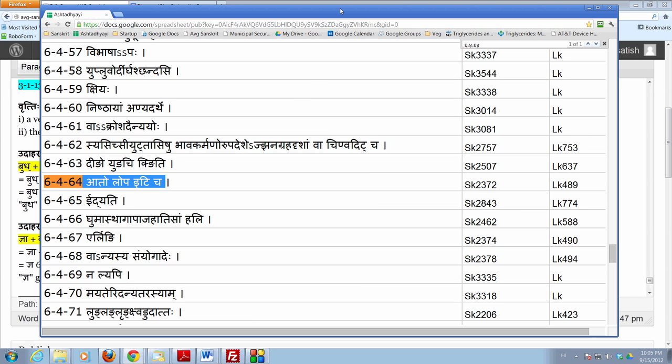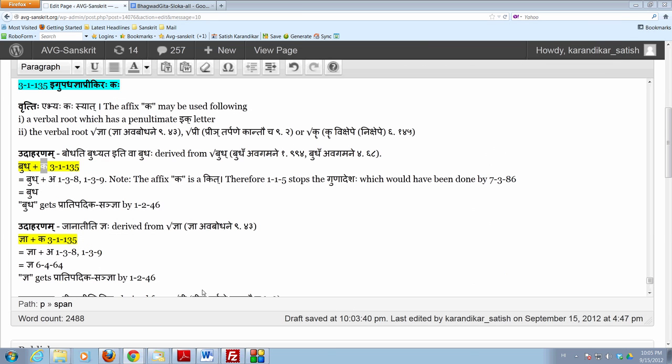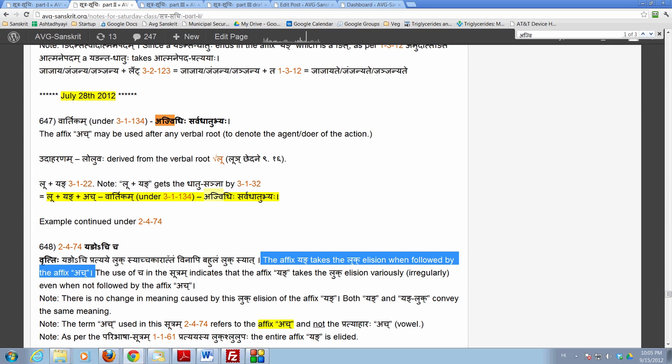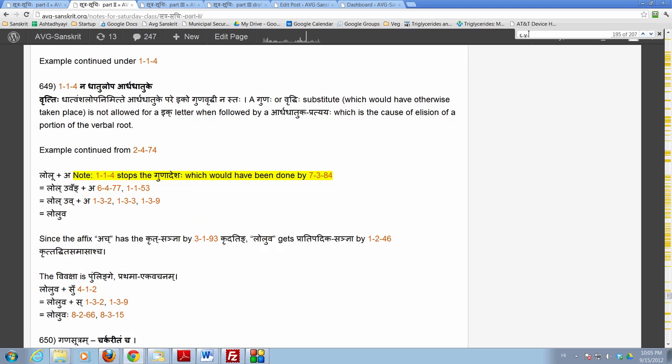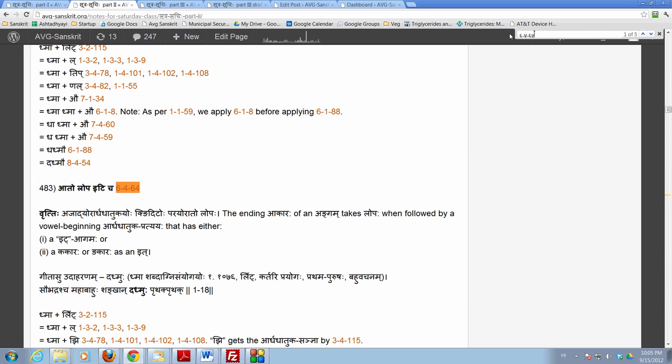This ato lopa iticha, all these rules we have studied before, so now we can apply them. See, all these angakaryani which we studied when we did the tingantam prakaranam, they are very useful because they are used elsewhere also. Ato lopa iticha, ajadyoho, adhatukayoho, kinititoho. See, this is the kinit, so that's why this is important here. Parayoho ato lopaha. So we will see.